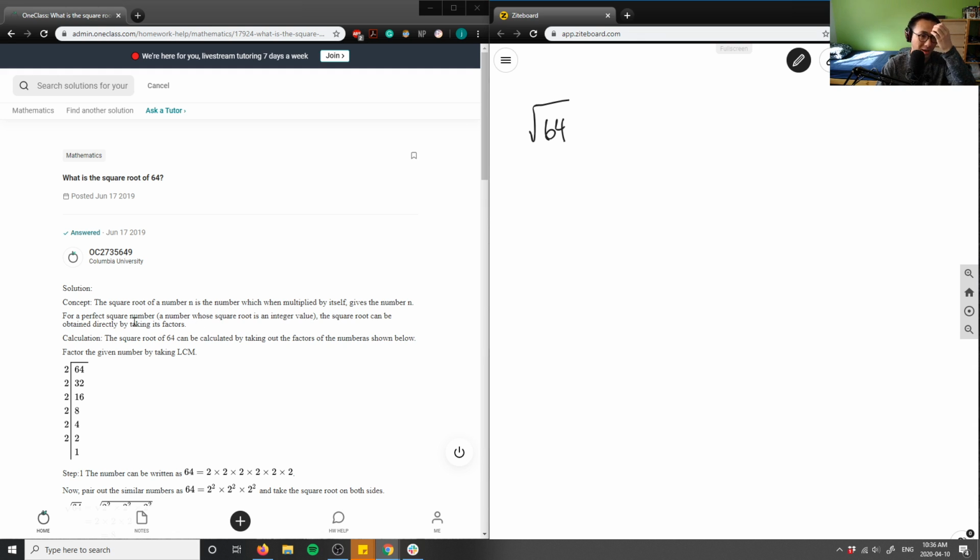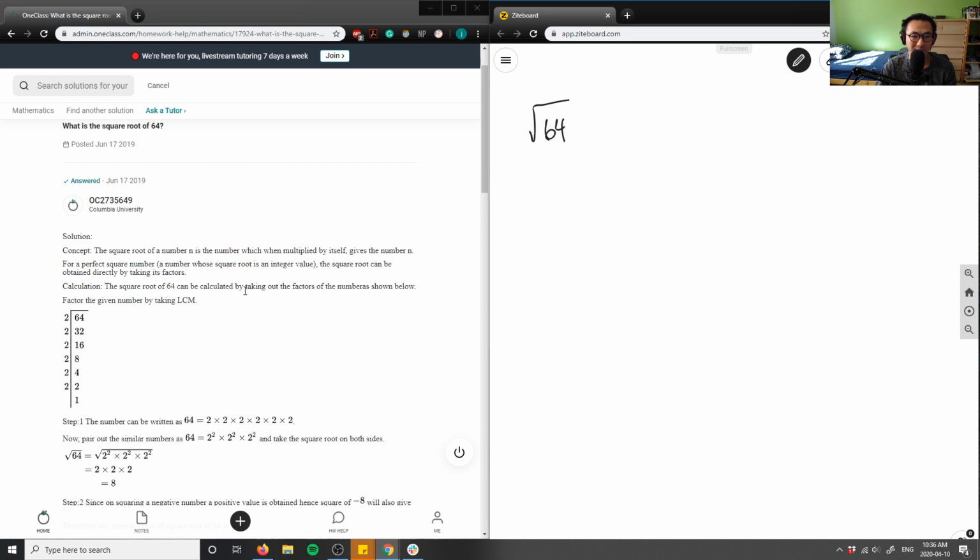Again, I like how they did the concept. The square root of a number n is the number that, multiplied by itself, gives n, which is good. The square root of 64 can be calculated by taking out the factors. So when we take out a factor, what do we mean by that? They thought of this division as a long division question. So they're dividing 2 out of 64.